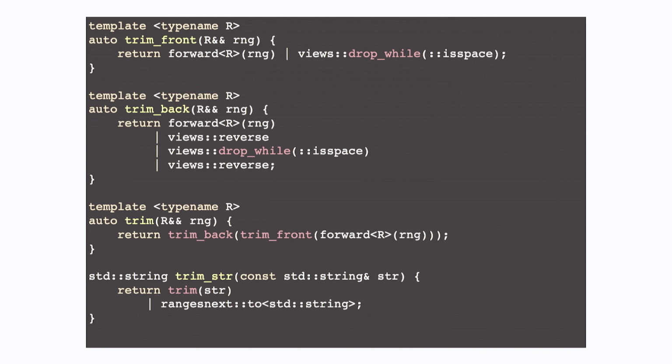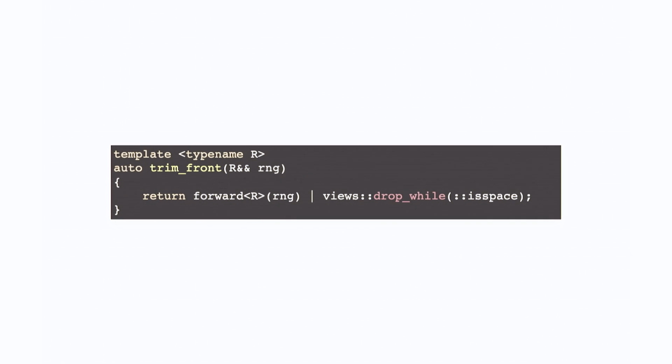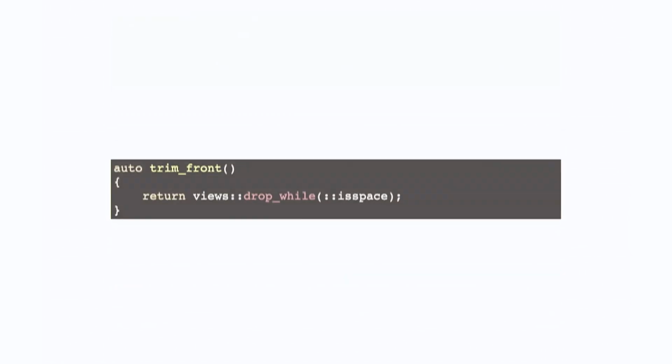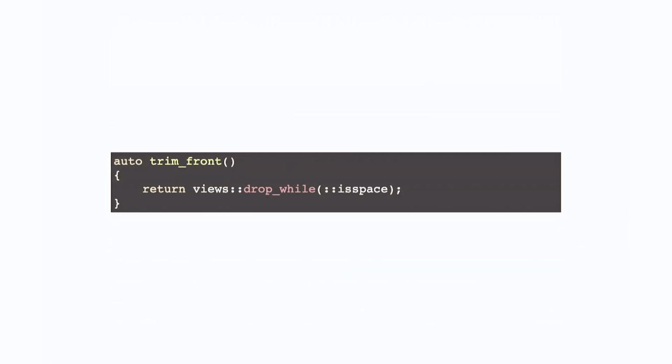So I'm pretty much out of time, so I'm just going to show you very quickly what we can do. Instead of writing these function templates that take a range and return some adapted version of that range, we can just return the range adapter itself. So rather than taking this R object and piping that into views drop while, we're just going to return a specialized version of views drop while ready to pipe a range into the top of.